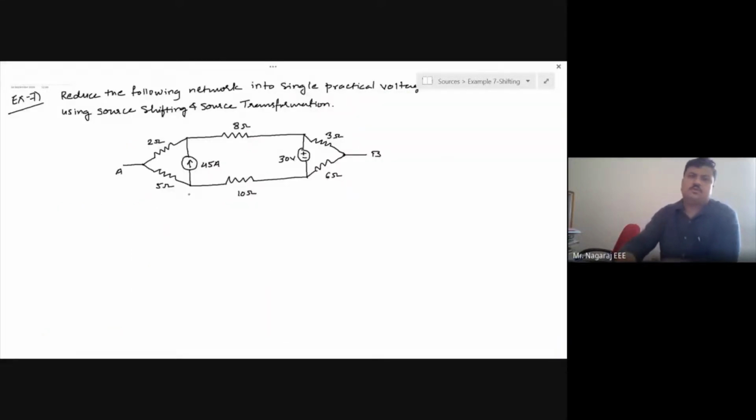Yeah. This is one more example. Reduce the following network into a single practical voltage source using source shifting and source transformation. Okay, so this is the network given. This is one of the previous year question paper examples. I have to reduce the network to obtain a single practical voltage source between A and B, using source shifting and source transformation.